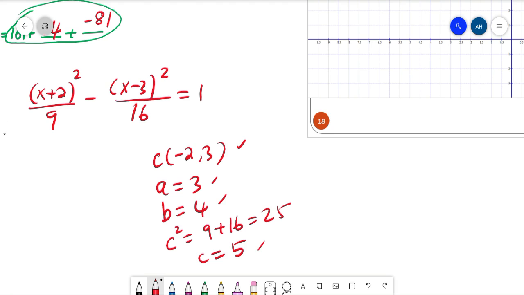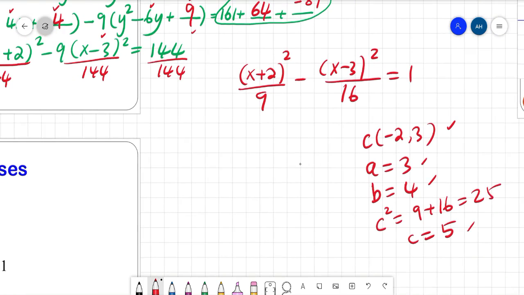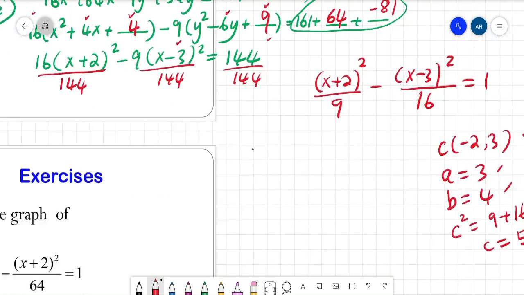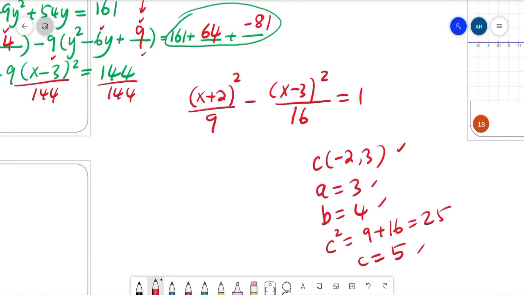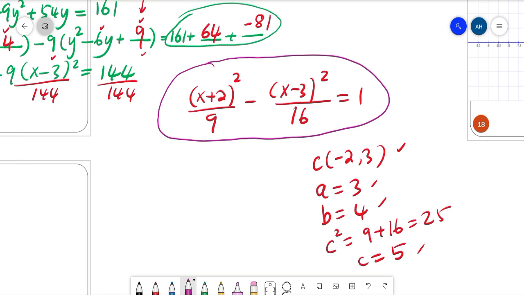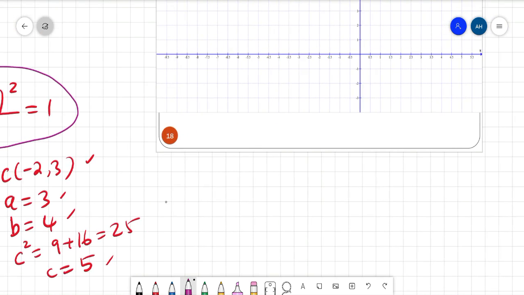And let's see what is the orientation of the graph. Is it vertical or is it horizontal? By looking at this equation, can we tell whether the graph is horizontal or vertical? Ask ourselves what is in front. Yeah, x squared component in front. Therefore, the graph is horizontal, with a horizontal transverse axis, meaning the graph will be one facing to the right, the other one facing to the left. Okay, 3, 4, 5, negative 2, 3.